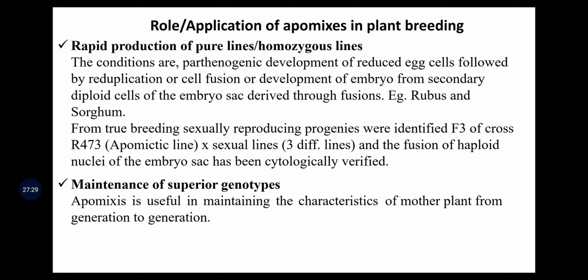True breeding sexually reproducing progenies are identified in the F3 generation of crosses of R473, which is an apomictic line of sorghum, crossed to three different sexual lines, and the fusion of haploid nuclei of the embryo sac has been cytologically verified. That means this yielded apomictics which are homozygous or pure lines.